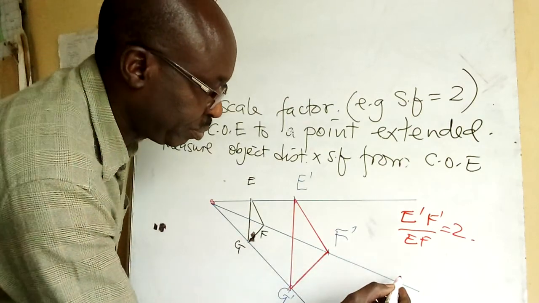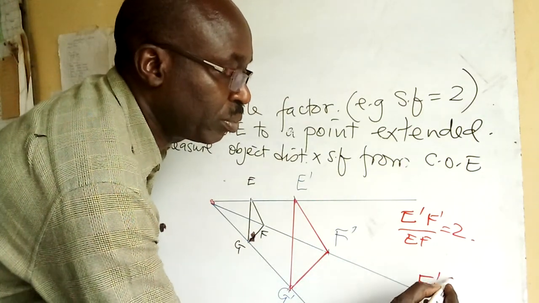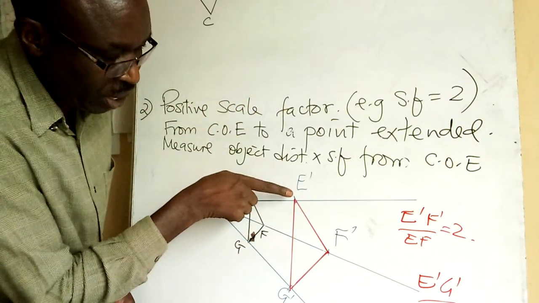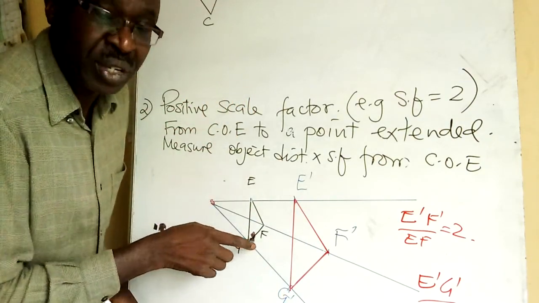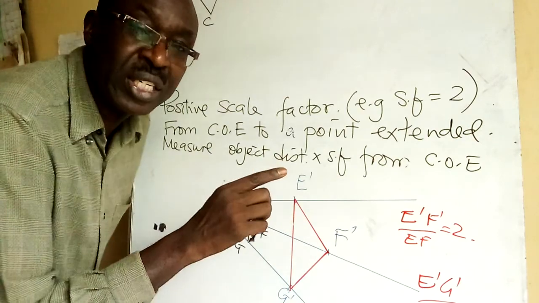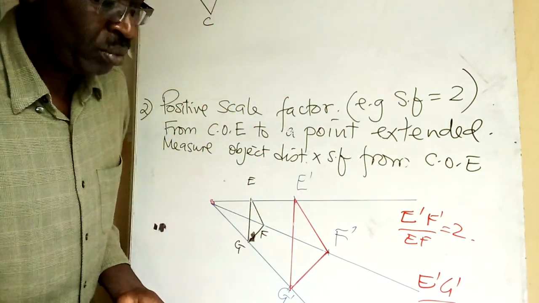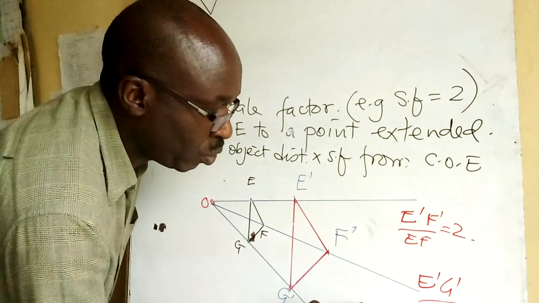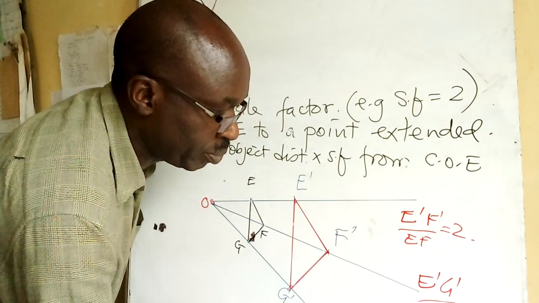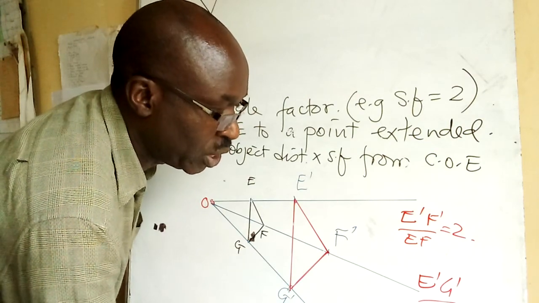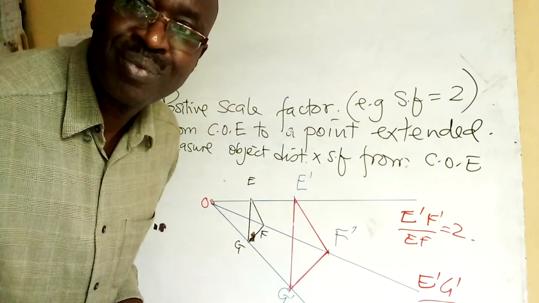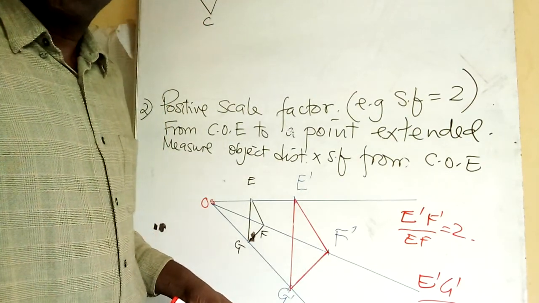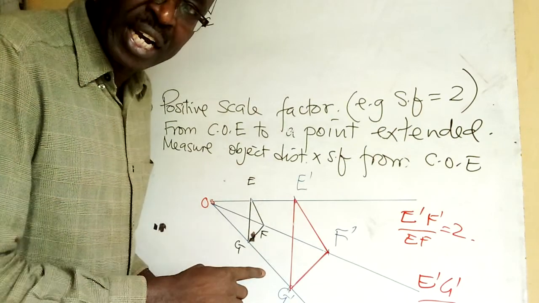If I take E prime G prime over EG, you see, this corresponds to that. If I take this and divide by this, I will still get 2. If I take, let me call this O, from O to G prime, and I divide by OG, I will still get 2. Okay? That's what it means. So what you need to know is the right procedure.